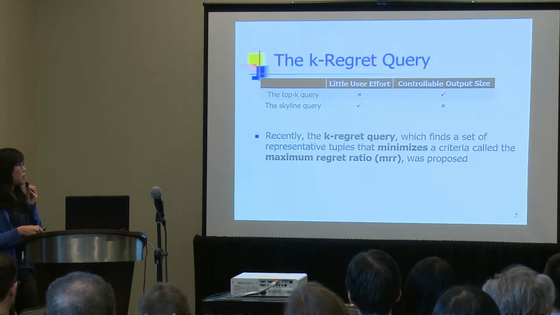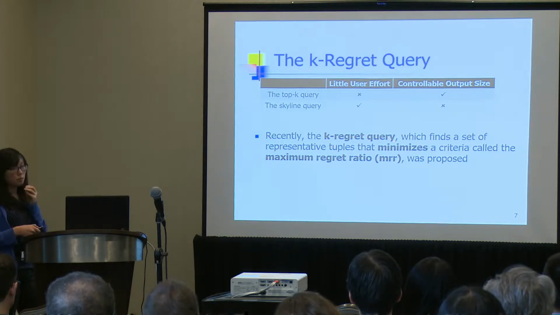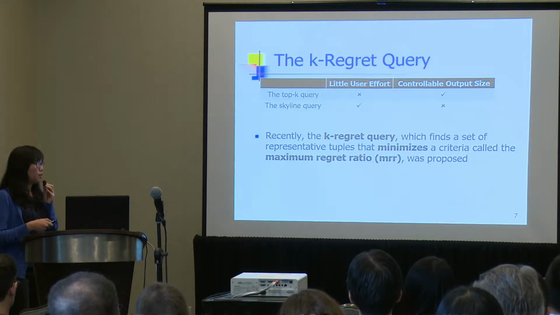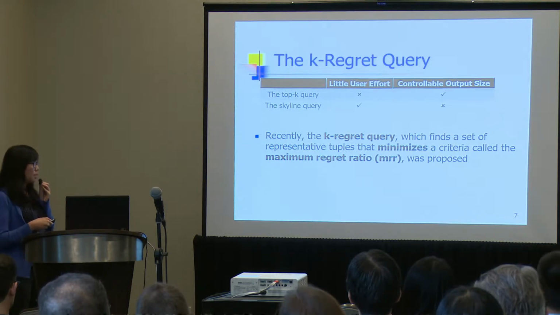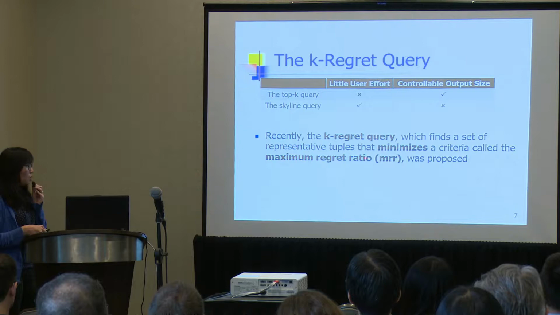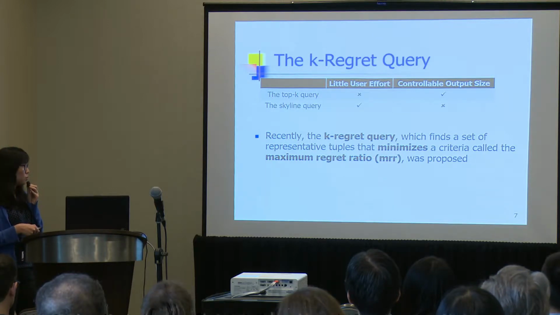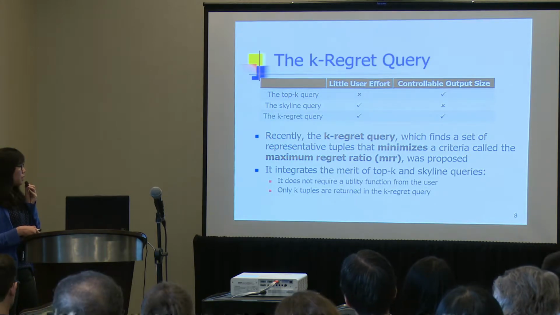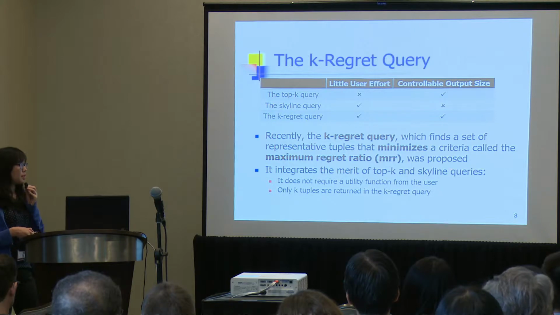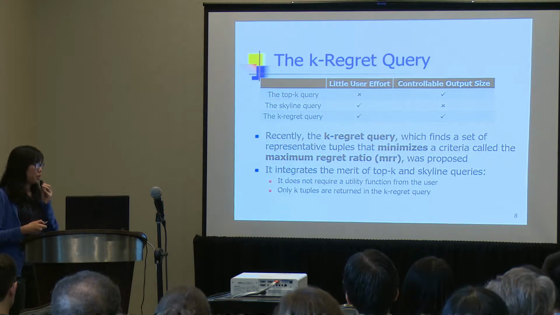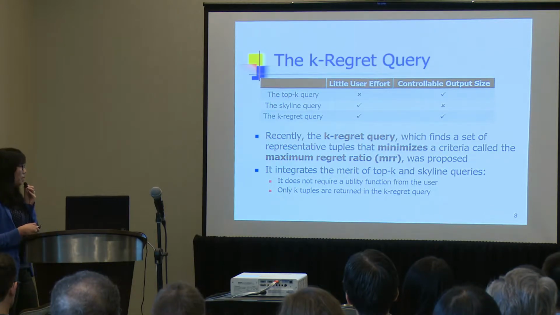Recently, a new query called the K-regret query was proposed. Intuitively, a K-regret query is to find a set of representative tuples that minimize a criterion called the maximum regret ratio, which we denote using MRR. The K-regret query is pretty good. It integrates the merits of top-K queries and skyline queries. That is, it does not require the exact utility function from the user, and at the same time, only K tuples are returned in the K-regret query.